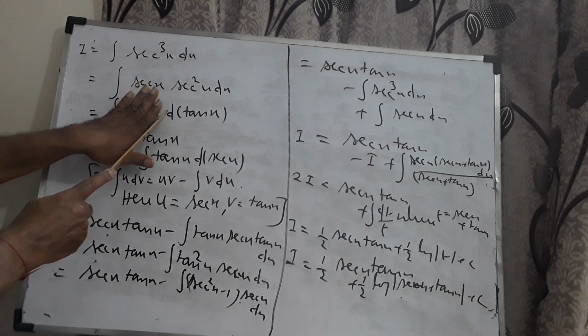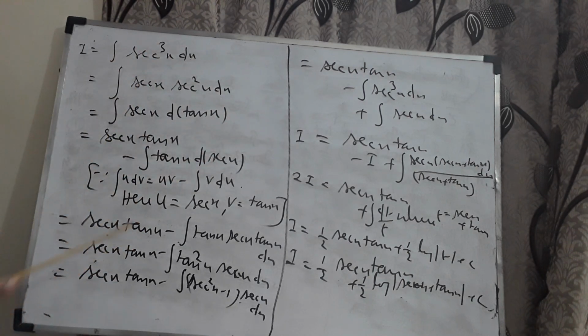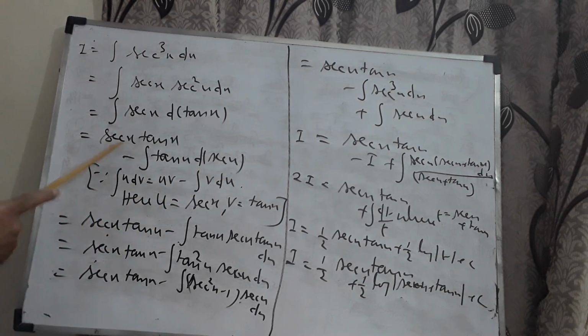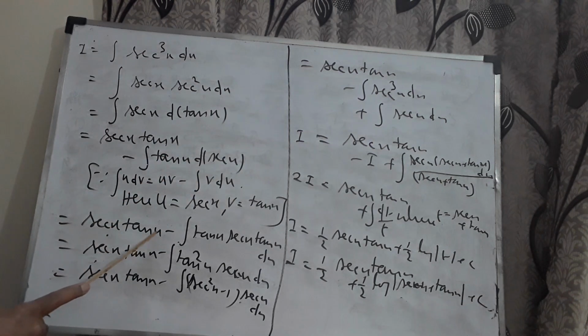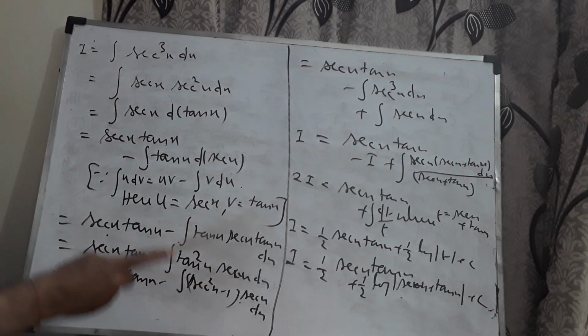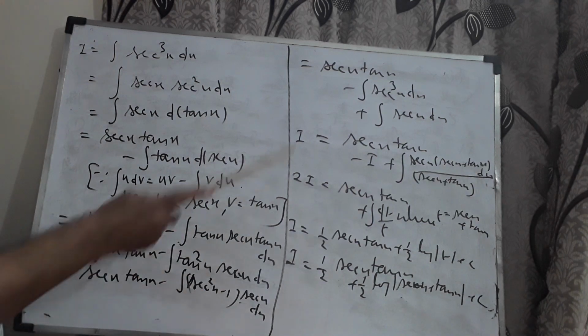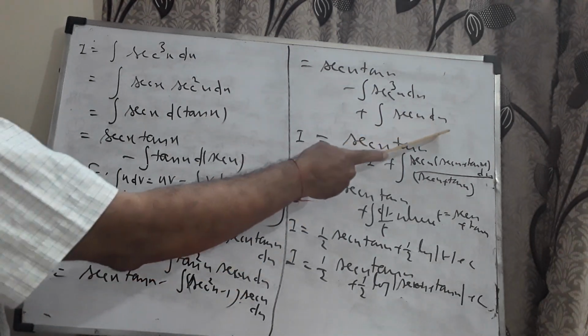Put your hands here, this is my u, this is my v, of the form u dv. Now the formula says integral u dv is uv minus integral v du, which says here u is secant x, v is tan x, therefore uv is secant x tan x minus integral v du, tan x into d of secant x, that is tan x, secant x tan x dx, since the derivative of secant x is secant x tan x. So secant x tan x minus integral tan square x secant x dx, and this can be written as secant square x minus 1, therefore secant x tan x minus integral secant cube x dx, minus into minus, plus integral secant x dx.